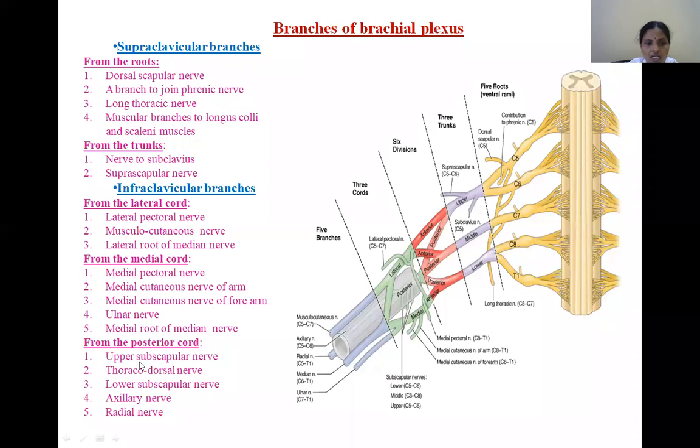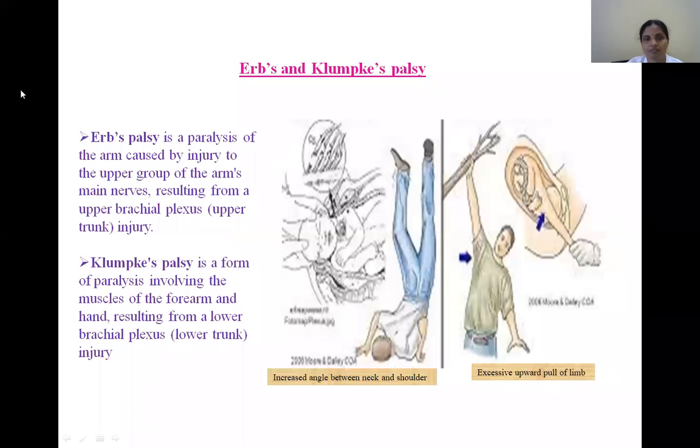Then the posterior cord gives the upper subscapular branch, lower subscapular branch, and in between the thoracodorsal nerve, supplying the latissimus dorsi, right? Then it gives off an important branch to the important muscle for abduction of the shoulder. So what is that? Deltoid, supplied by the axillary nerve. Finally, the continuation of the posterior cord is the radial nerve. So these are the branches of the brachial plexus.